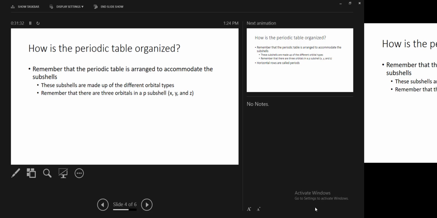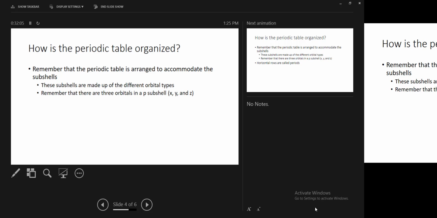The 3d subshell is made up of how many orbitals? 5. And I don't remember the letters that they use. I don't think your textbook gives it to you. But I think it's X, Y, Z, and then J and K. I don't know why it's that way. But we can name these different orbitals that make up these subshells.